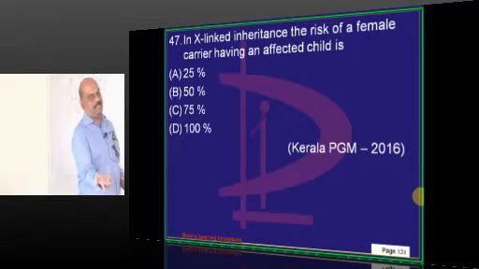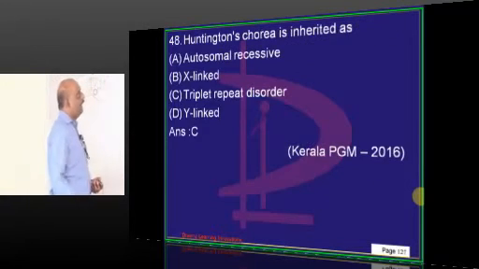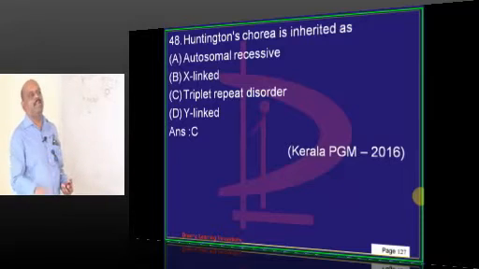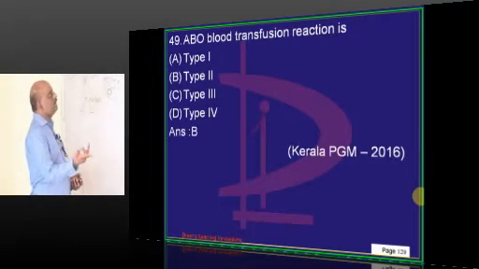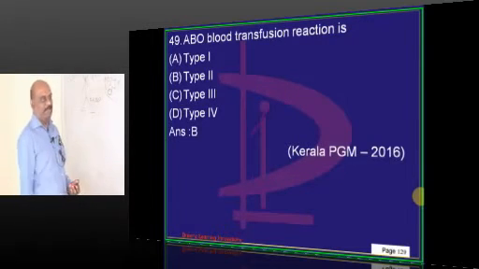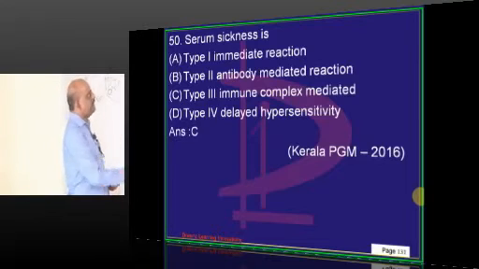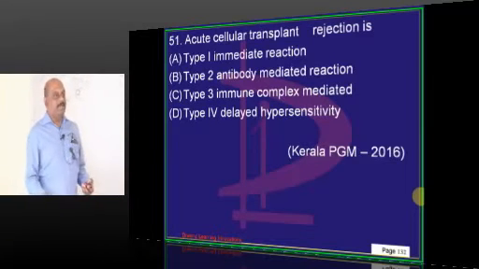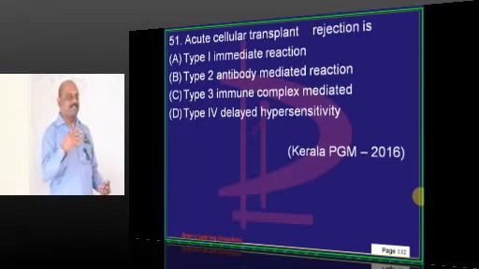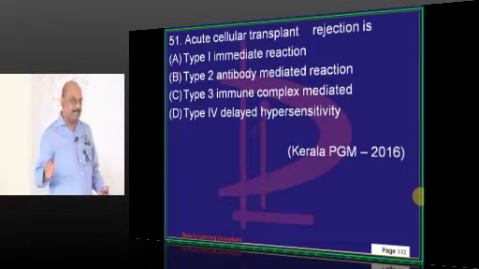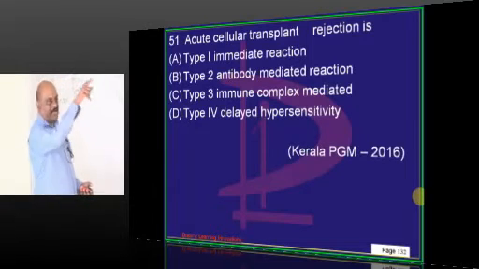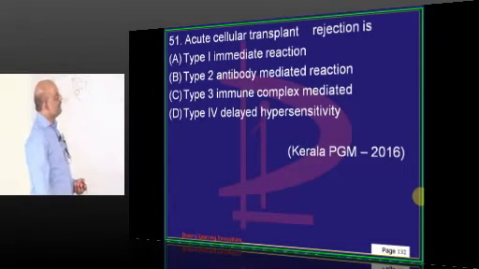X-linked inheritance, same question they asked, once more 25%. Huntington's chorea is basically trinucleotide repeat. ABO transfusion, this is correct. This is hypersensitivity wala question, type 2. Serum sickness is type 3. Matlab they picked up all 4-5 questions, suddenly walked out of the question bank. So they are supposed to ask one question each year.